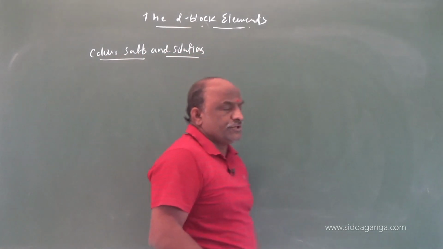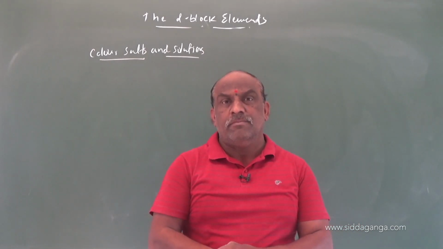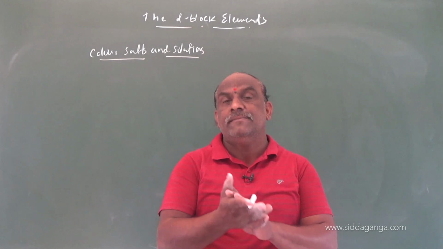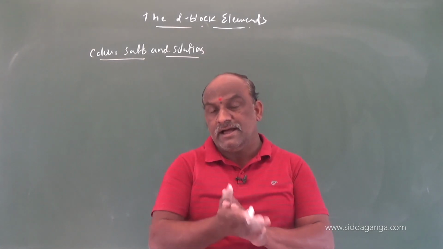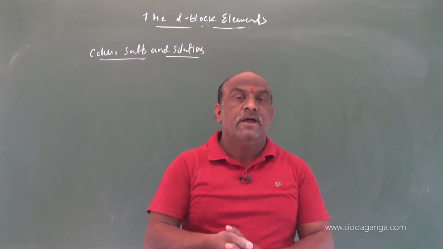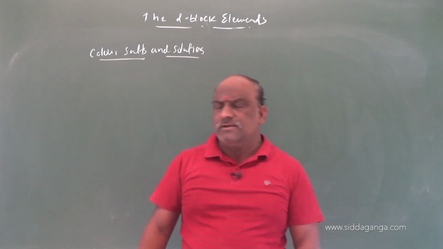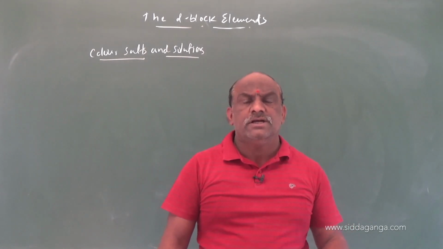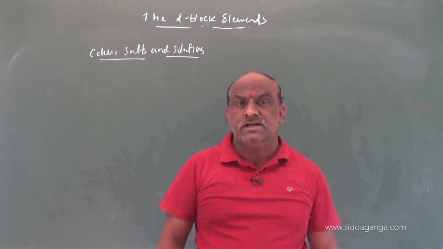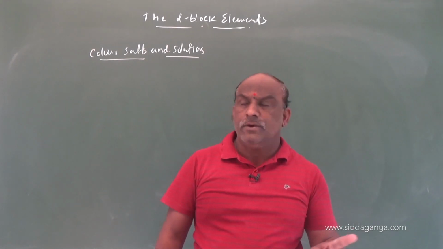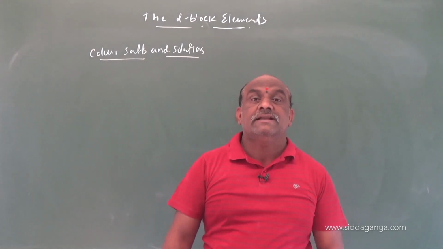Color in salts and solutions. Transition elements exhibit colors. Metal ions or hydrated salts can exhibit color. Already we know that s block and p block elements do not exhibit color, while these transition elements exhibit characteristic color.